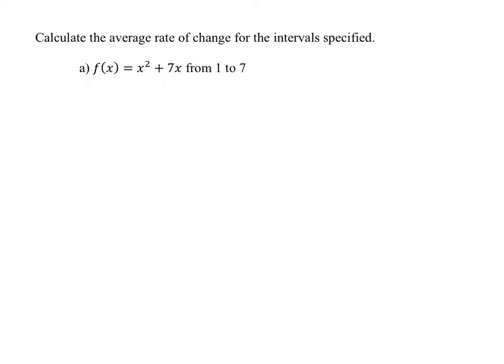In this video, we want to calculate the average rate of change for the intervals specified. So first, we need to remember that the average rate of change is really just the slope. So we're looking at a curve, and this particular curve here is not a line. It happens to be a parabola. So essentially, we're looking for the slope from x equals 1 to x equals 7. If you were to create a line from x equals 1 to x equals 7, the slope of that line is the average rate of change.